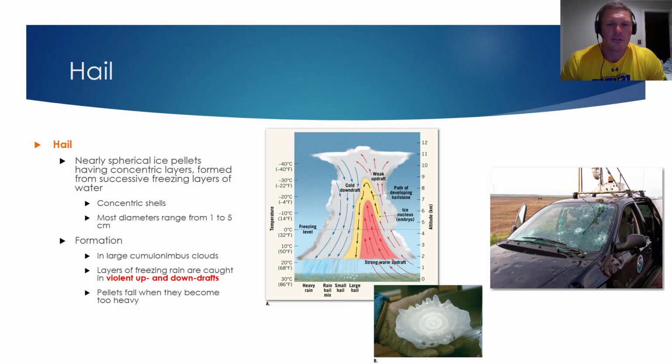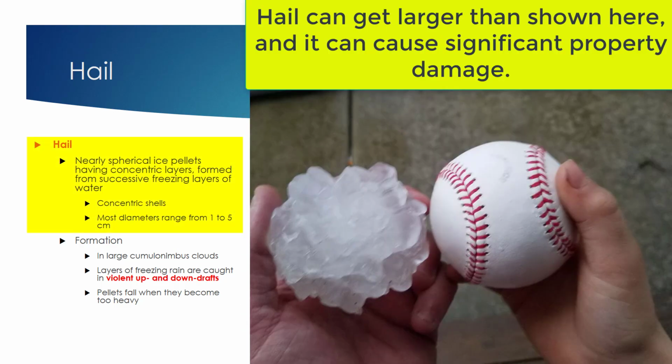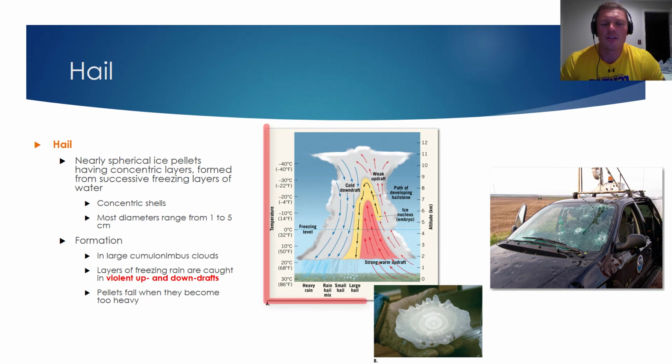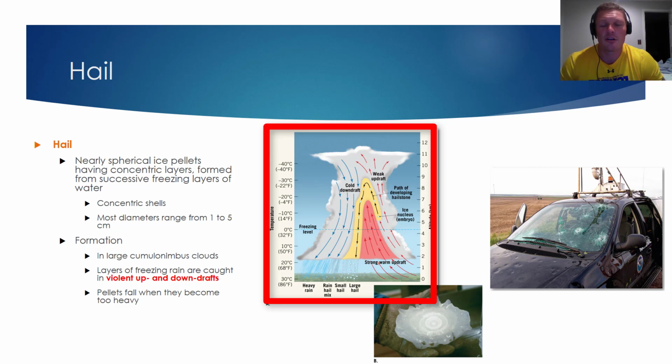Our last consideration in this video podcast is hail. Hailstones are nearly spherical ice pellets having concentric layers, formed from successive freezing layers of water. Now, hailstones' diameters can range from 1 to 5 centimeters, and some pieces of hail can get as large as softballs or bigger. In order for hail formation to occur, we typically have to have a pretty strong thunderstorm that has violent updrafts. The cloud type capable of producing these very violent updrafts needed for hail formation are cumulonimbus clouds.